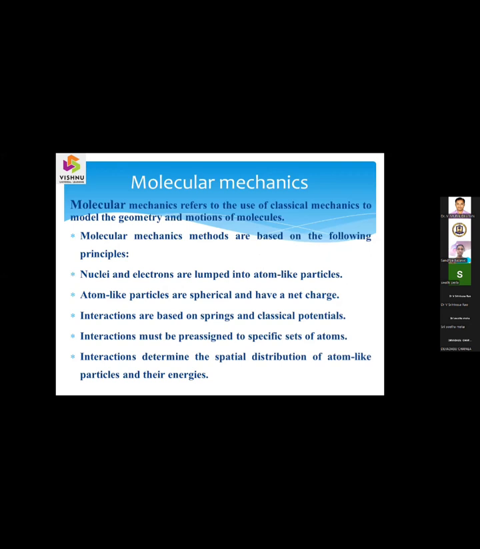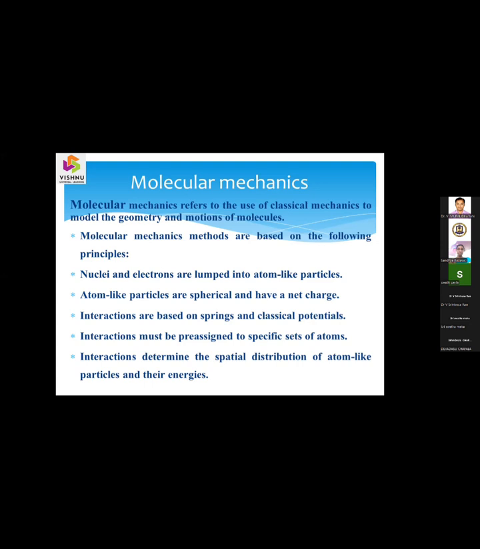Molecular mechanics refers to the use of classical mechanics to model the geometry and motion of molecules. How the ligand is docking at the active site of the protein, how its geometry is changing, how the motion of the molecule is changing. It is just like the induced fit theory. For the best fit of the ligand into the receptor molecule, how the 3D conformation of the ligand is changing, and after changing the conformation, which geometry is the best fit into the receptor molecule.